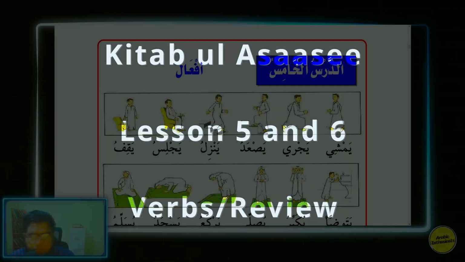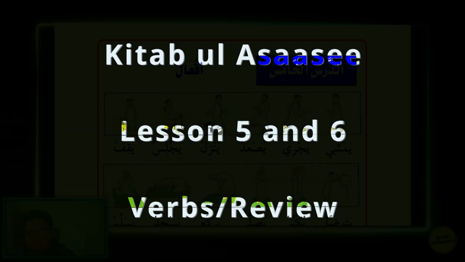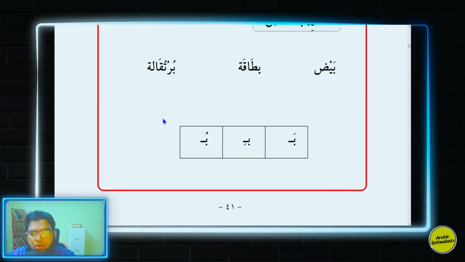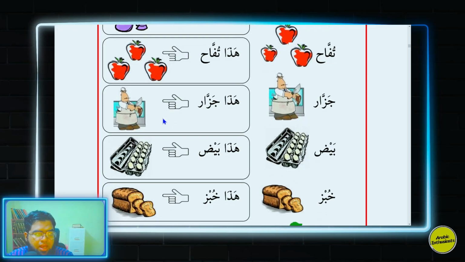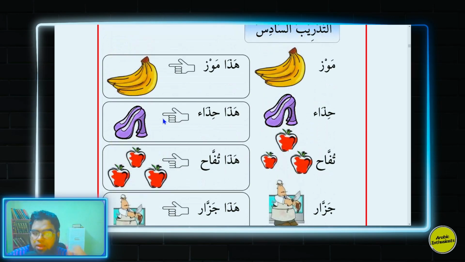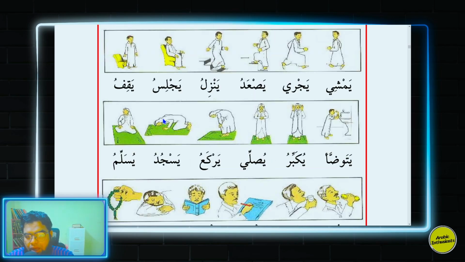I welcome you all back to Kitab Asaasee, and we are doing Ad-Darsul Khamis today, inshallah ta'ala, where we're doing Af'al verbs. Previously, we talked about hada, hadihi, this. Like, for example, هذا بيت, this is an egg. هذا جزار, this is a butcher. هذا تفاح, this is an apple. هذا حذاء, this is a shoe. موز, and so on. Now we are doing أفعال verbs.